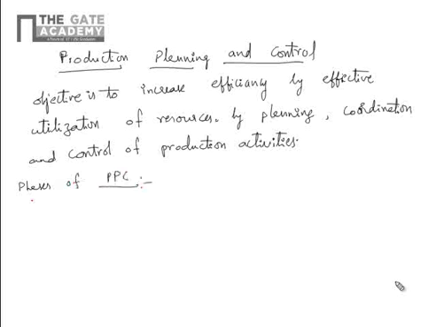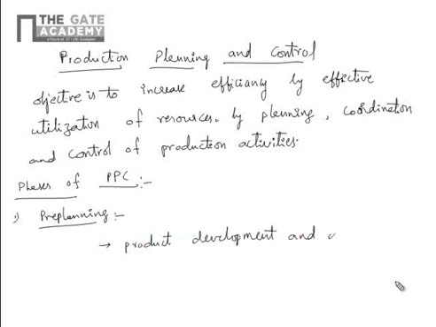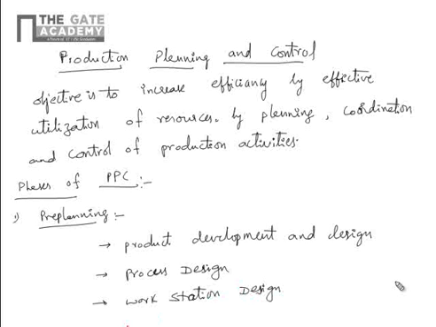So the phases of production planning and control. First phase is pre-planning. In this, first step is product development and design. Second step is process design. Third is workstation design. These are all pre-planning steps. Fourth is factory layout and location.